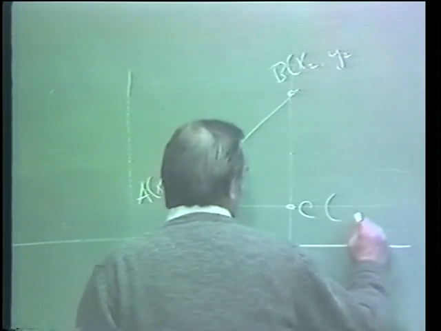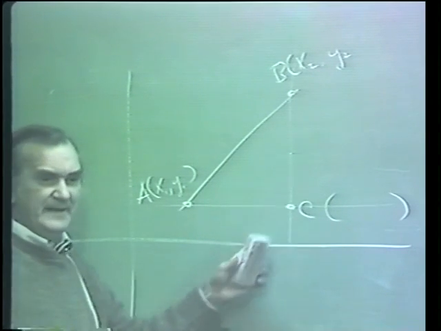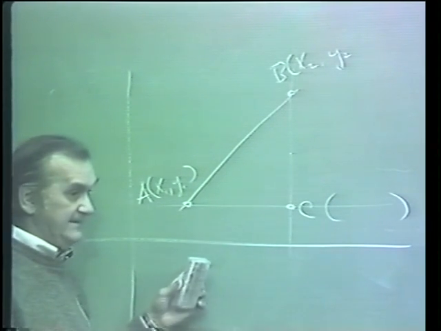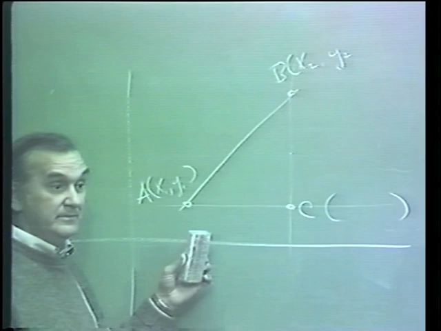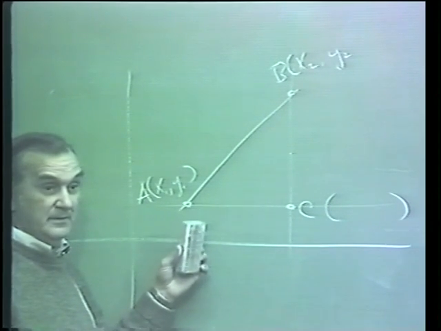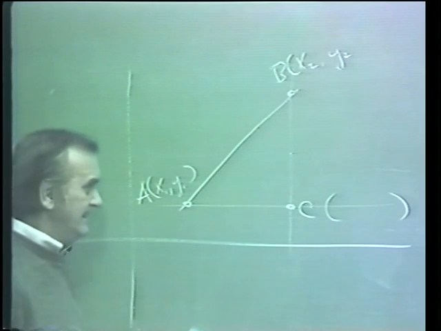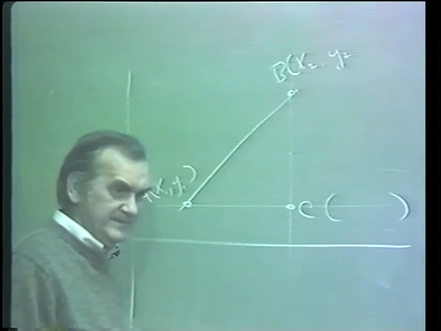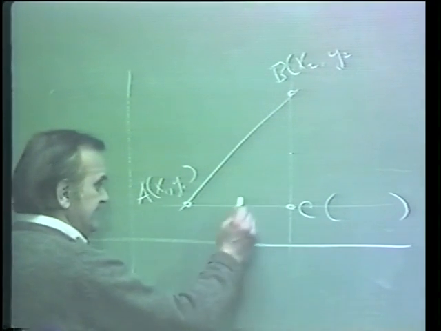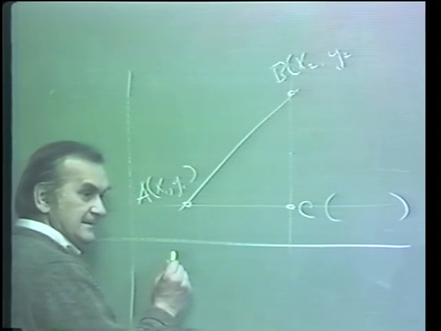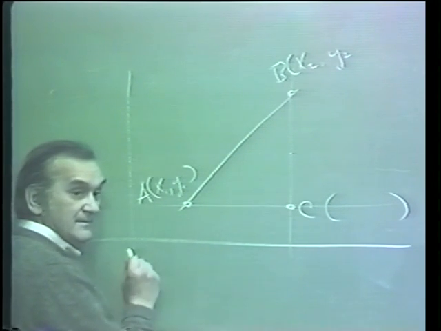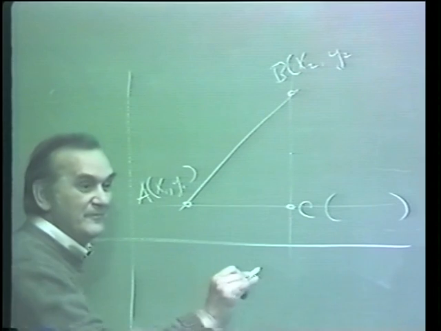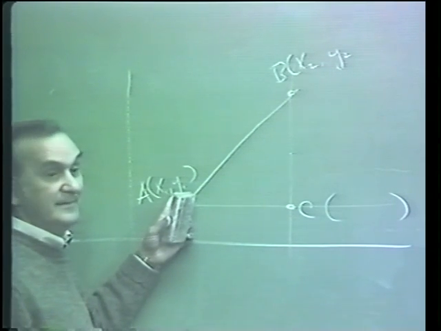Well, let's see. Now, since AC is parallel to the x-axis, what has to be true? I'm talking about AC now. What I'm looking for is the coordinates of point C, the ordered pair that makes up point C. So I know that AC is parallel to the x-axis. What has to be true if this line's parallel? Y for C is the same as y.